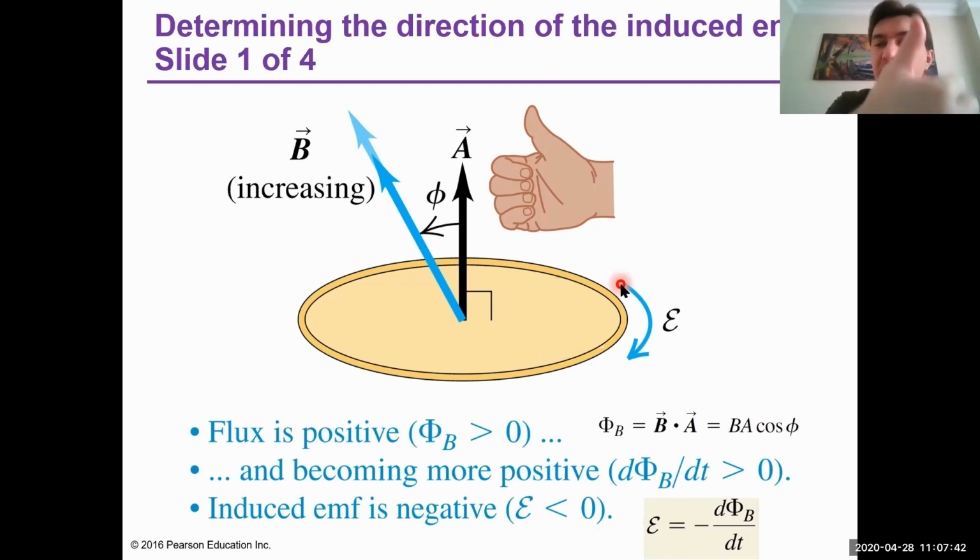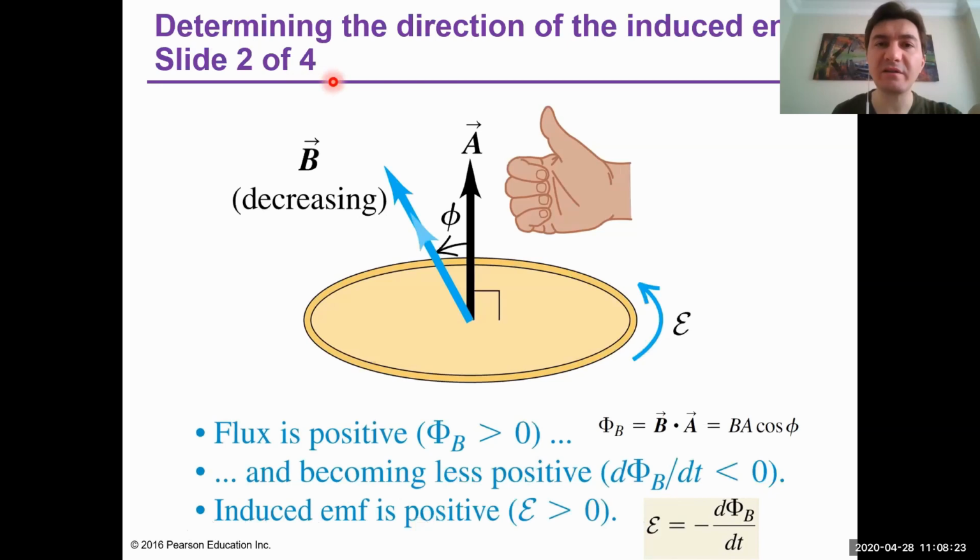You will use your right hand, okay? The direction of the thumb will show the direction of the surface vector A. If the EMF is positive, then your forefingers will show the direction of the EMF. If the EMF is negative, then the direction of the EMF is opposite to the direction of the forefingers. Okay, this is how you can determine the direction of the EMF by using the right hand.